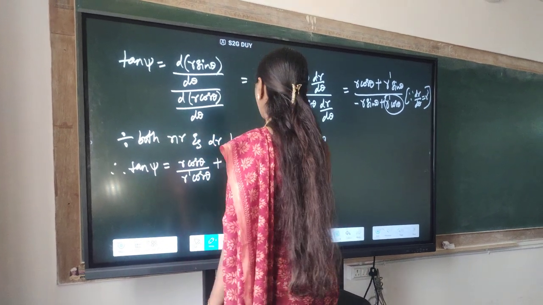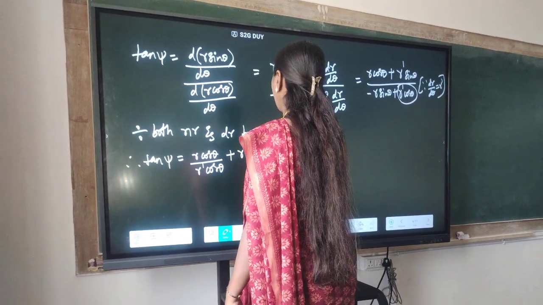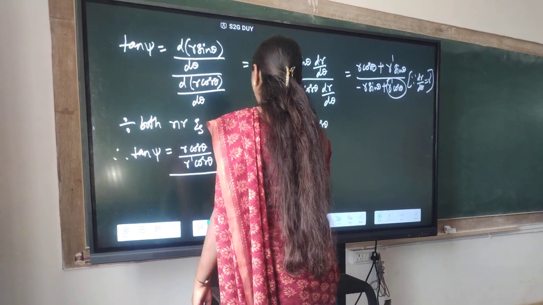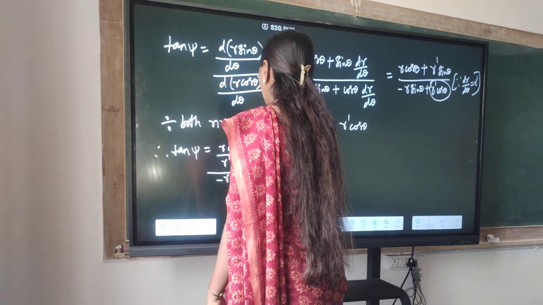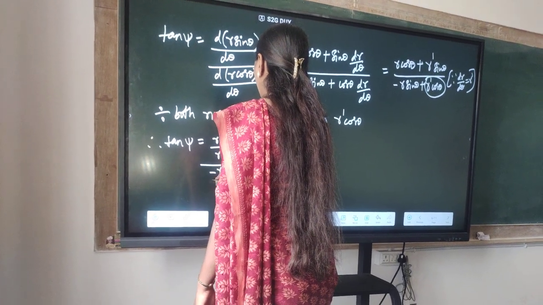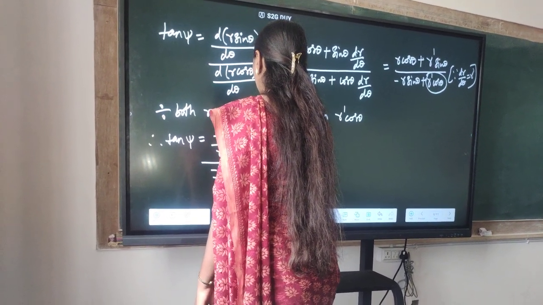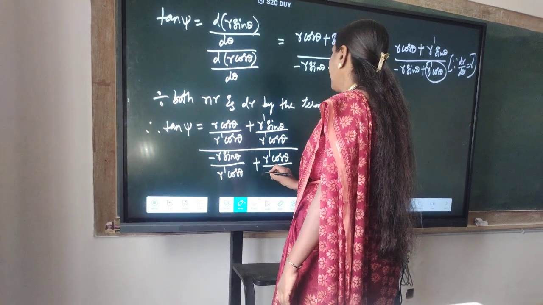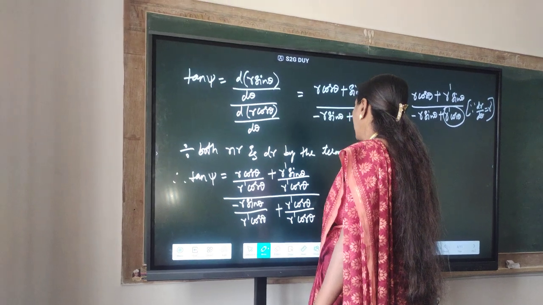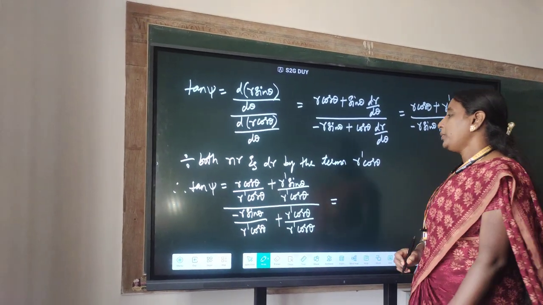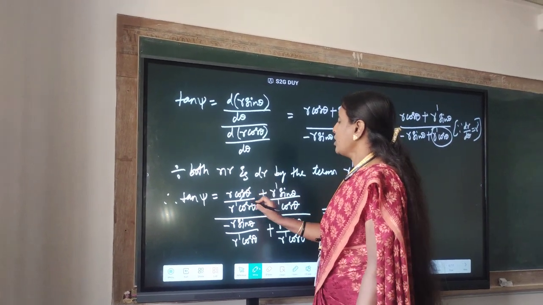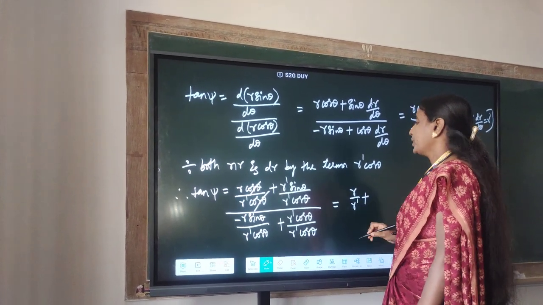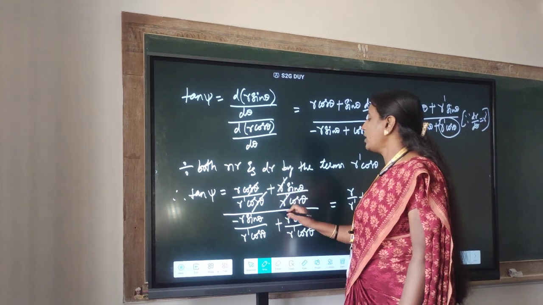For the second term, R dash sin theta by R dash cos theta, the whole divided by minus R sin theta by R dash cos theta plus R dash cos theta by R dash cos theta. Now if you simplify, you can check here: cos theta gets cancelled, and you are left with R by R dash. In the second term, R dash gets cancelled.